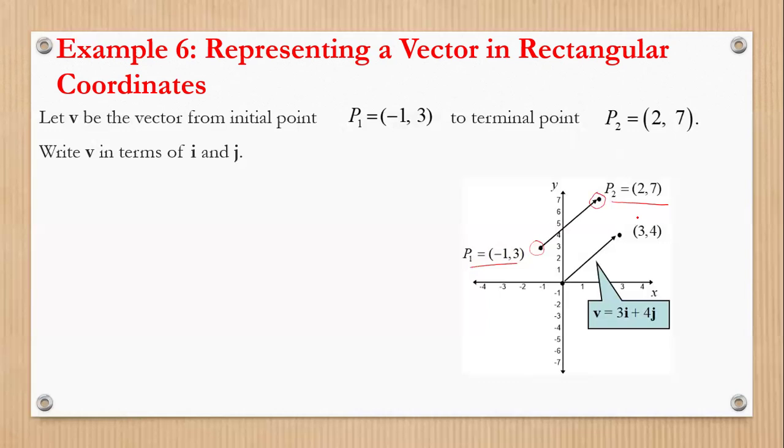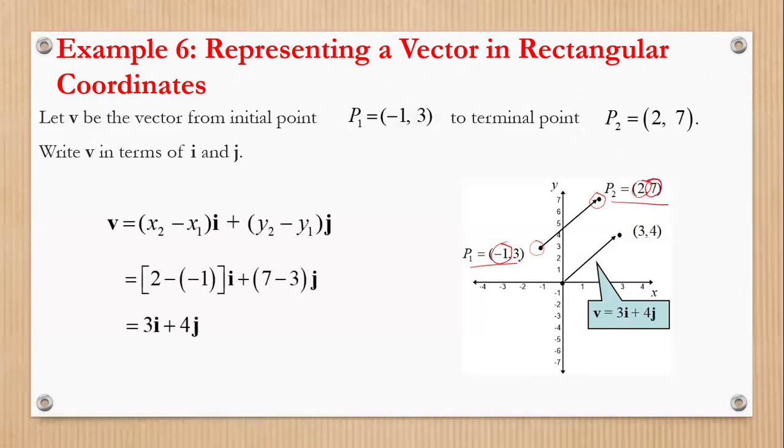But to find the component of the vector or the component of the position vector, you need to subtract the x and the y values. So x2 minus x1, which is 2 minus -1, y2 minus y1, which is 7 minus 3. And these are the components of the vector. And if you put them with i and j, you will have it in form of i and j. And negative times negative is positive. 2 plus 1 is 3. 7 minus 3 is 4. So we have 3i and 4j. Or you can rewrite your vector component in form of (3, 4) first, and then rewrite it in form of i and j.